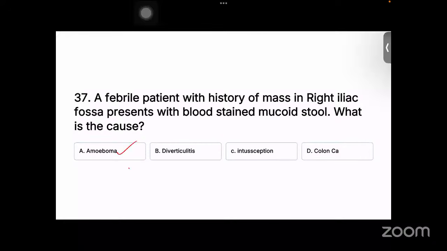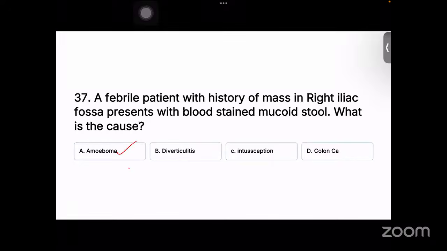In intussusception, we have a characteristic stool. What is that common stool we get in intussusception? Currant jelly stool. We also get currant jelly sputum. Where do you get currant jelly sputum? Klebsiella pneumonia, where you see Friedlander pneumonia, because Klebsiella is often called Friedlander bacillus.